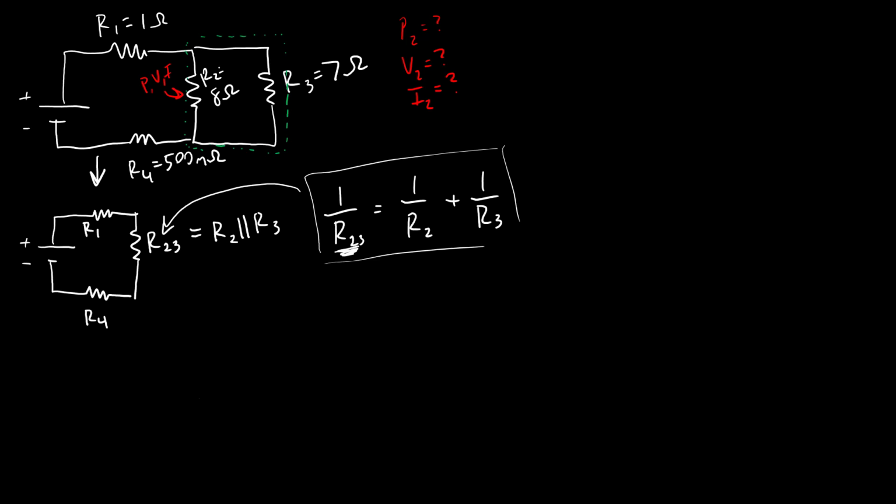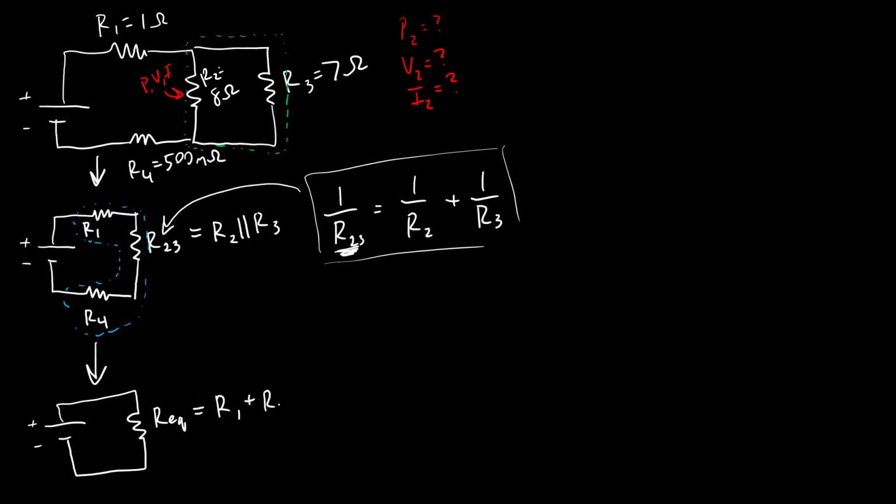My next step is that I am going to combine all three of these resistors in series. So now I know that, I'm going to draw this with a dotted line, these three resistance values are just in series, so I can combine this circuit all down to a single resistor. And I'm just going to call this value REQ, my equivalent resistance, and resistances just add in series, so that is R1 plus R23 plus R4.